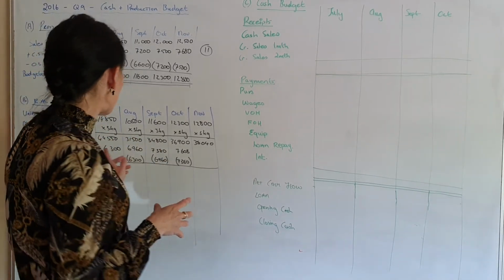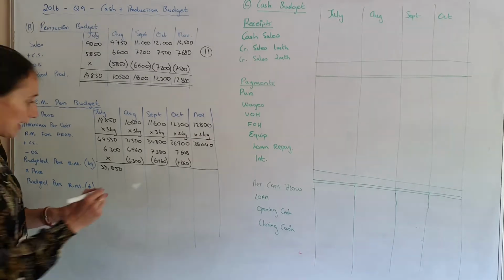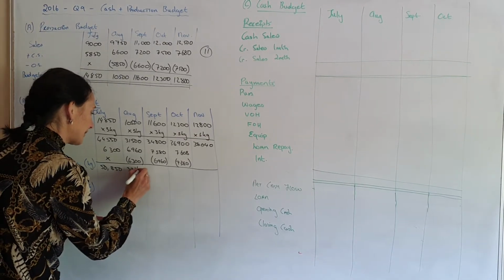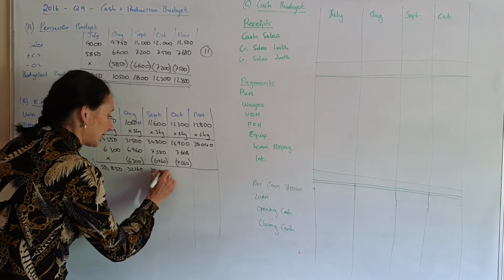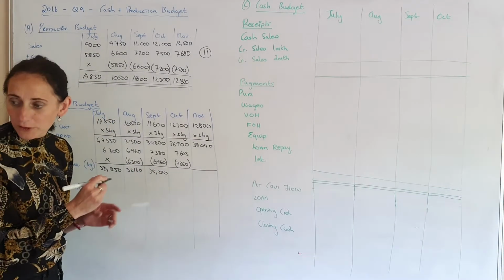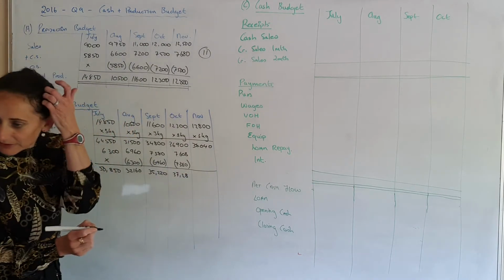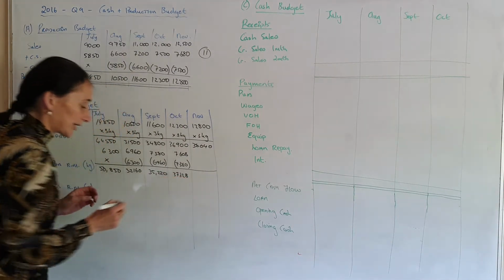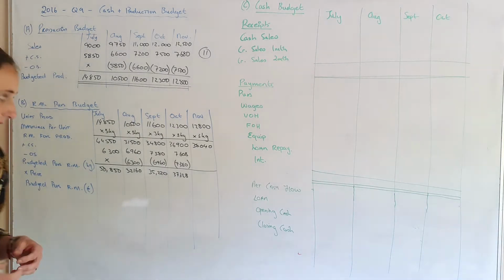Okay, so again, I've just filled in all of these, and I forgot to fill in the totals for you. So 32,160, 35,220. You're going to find this question is actually not that difficult. The problem with budgets is they're just tedious and you can make maths mistakes on them.